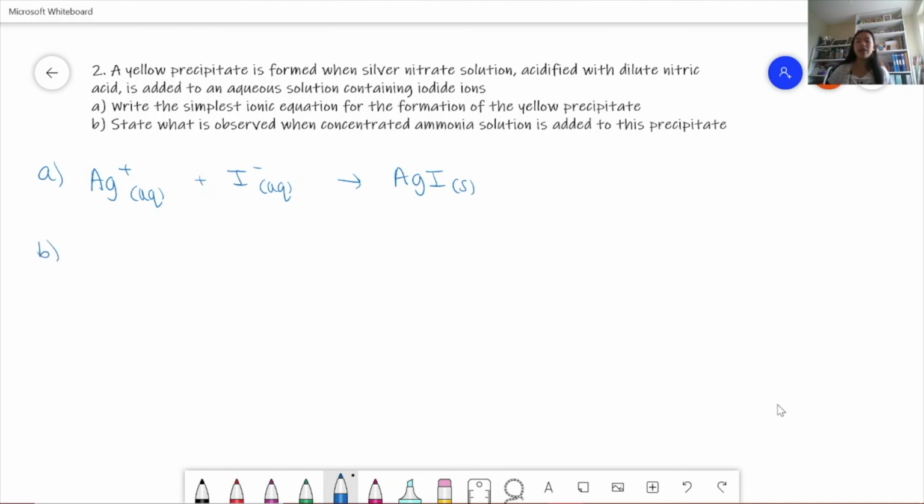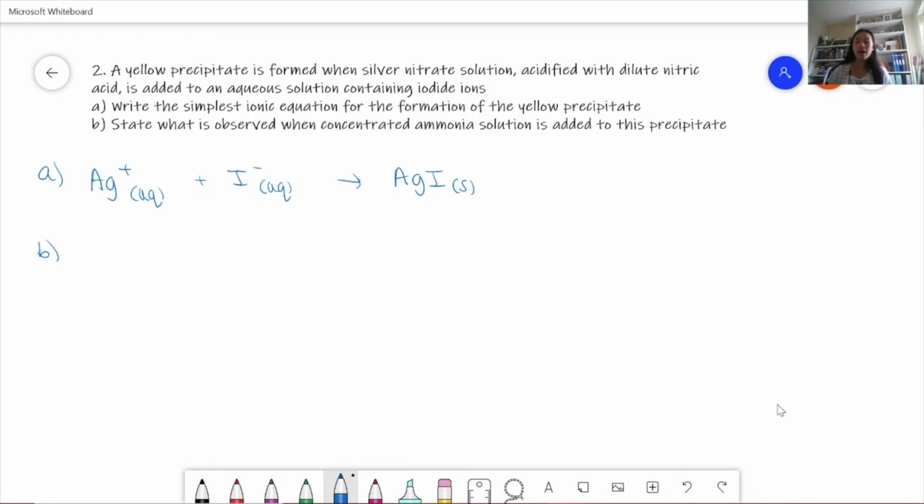And then for B, state what is observed when concentrated ammonia solution is added to this precipitate. So now we need to remember our tests for these precipitates. The extra tests that we do are that we add in dilute ammonia and then concentrated ammonia. And we do this if the colours are quite similar, because silver chloride produces a white precipitate, silver bromide is a cream precipitate, and silver iodide is a yellow precipitate. So sometimes these 3 colours might actually be very, very similar. And so this is why we add in the ammonia to further distinguish them.